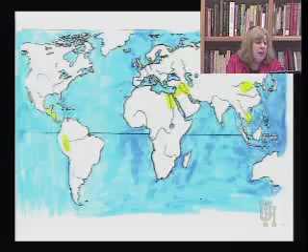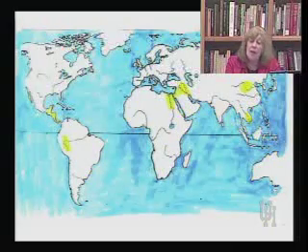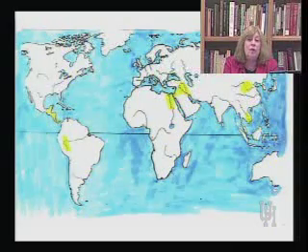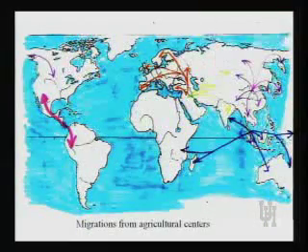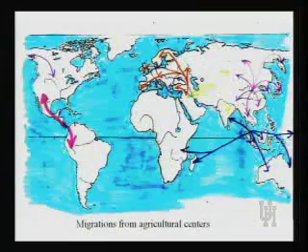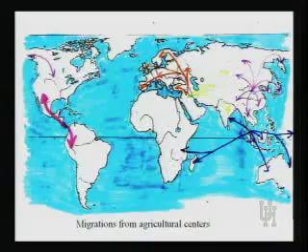Okay, here's the migrations from the agricultural centers. Let's go back to that map. Here's where the centers are. You can see the yellow spots where each of the agricultural revolutions happened. And here you see the spread from those centers, where they spread out from each of those areas. And we'll come back to these later.